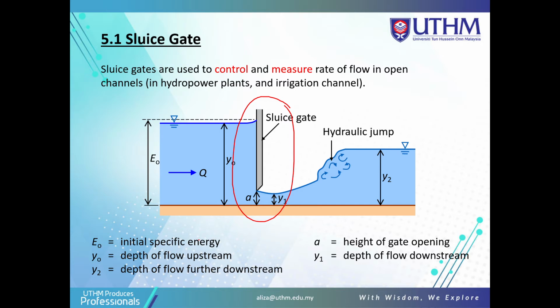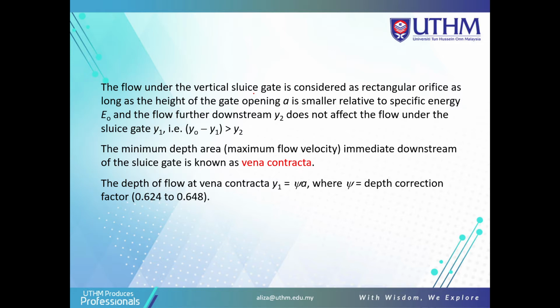E0 is the initial specific energy. Y0 is the depth of flow upstream. Y2 is the depth of flow downstream, a is the height of the gate opening, and Y1 is the depth of flow downstream of the gate. The flow under the vertical sluice gate is considered as a rectangular orifice as long as the height of the gate opening a is small relative to the specific energy E0, and the flow further downstream Y2 does not affect the flow under the sluice gate Y1.